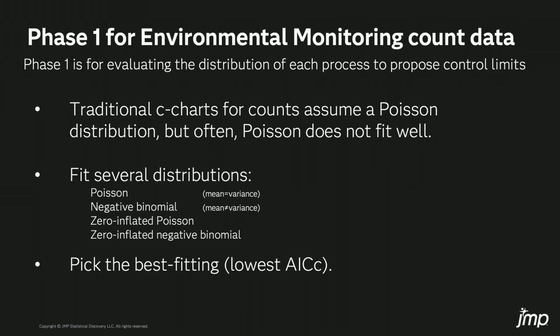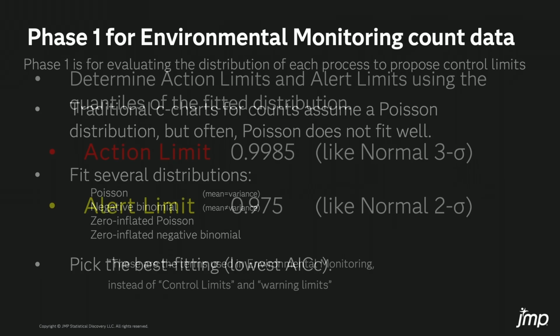Now, phase 1 in monitoring is for evaluating the distribution of each process to propose control limits. Traditional C-charts for counts assume a Poisson distribution, but often Poisson does not fit well, and so we fit several distributions. Poisson, where the mean is equal to the variance, negative binomial, where the mean doesn't have to equal the variance, the zero-inflated Poisson, and the zero-inflated negative binomial. And it picks the best fitting, the one with the lowest AICc.